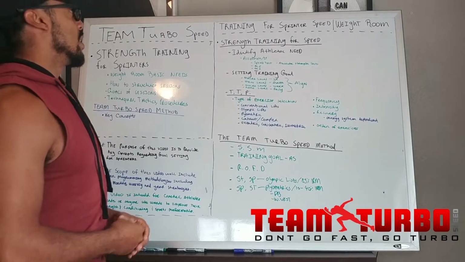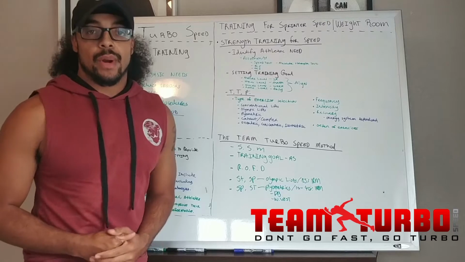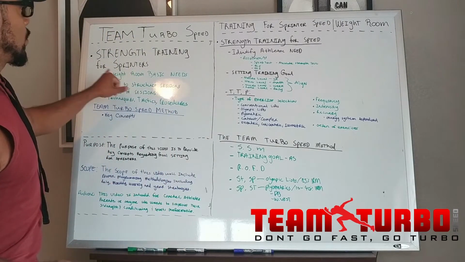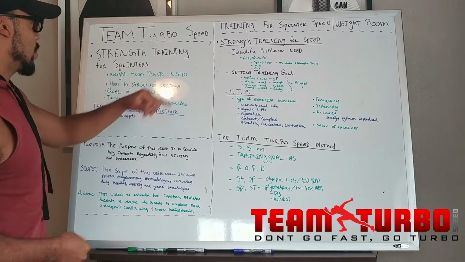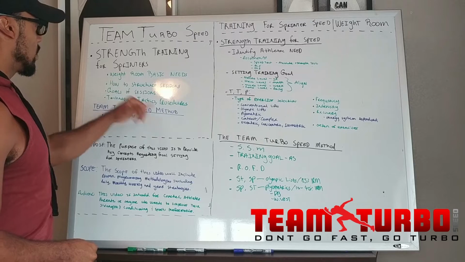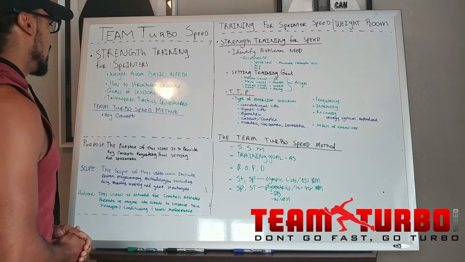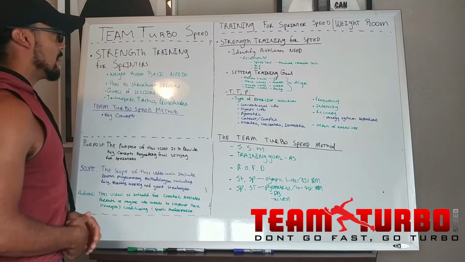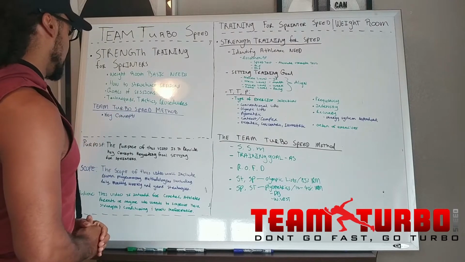Alright, Turbo Speedsters, so today's video we're going to be talking about weight room program design. Specifically, we're going to be talking about strength training for sprinters. We're going to be looking at weight room specific needs, how to structure your sessions, goals of each session. We're going to talk about techniques, tactics, and procedures. Then we'll take a look at what we do here at Team Turbo Speed so that we maximize weight room performance and so that we are running faster times out on the track.